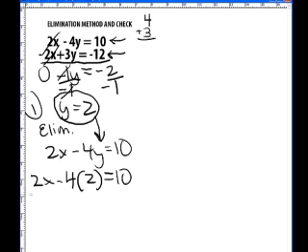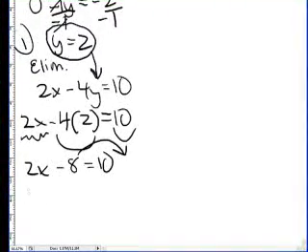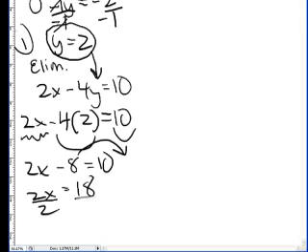So I look for the variable here, and that is going to be on the left side, and all of my integers are going to be on the right side. So 2x minus 8 equals 10. The 8 needs to come to the other side of the equal sign, so 2x equals 18. Then I need to solve for x. To solve for x, I need to divide both sides by 2. The 2's cancel each other out. 18 over 2 is 9.